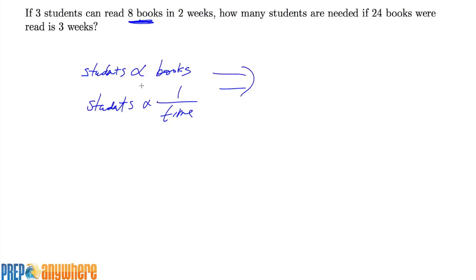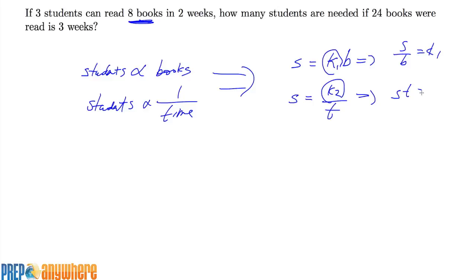This translates into students, so I'm going to say S, is equal to some constant times books, and here S is equal to some other constant over time. So if you were to isolate the constant here, we get S over B is equal to K1. Here we get S times T is equal to K2.